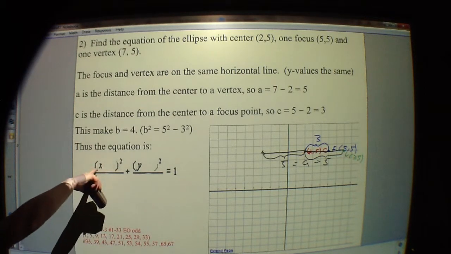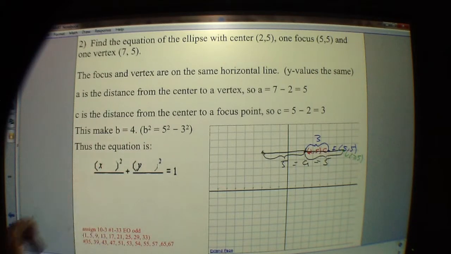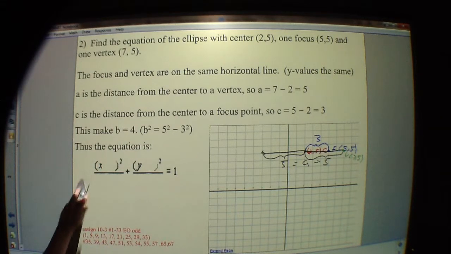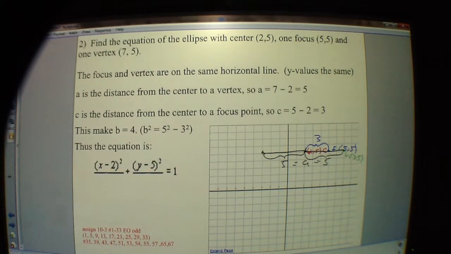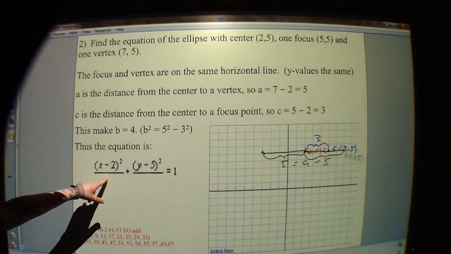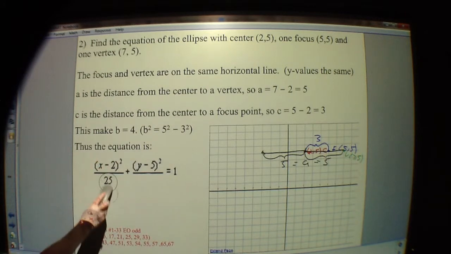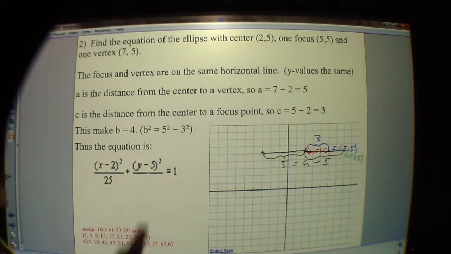So the equation is x minus h, and h is 2, so x minus 2 here. Y is 5, so it's y minus 5, and those quantities are squared. A squared goes under here, so 25 goes under here. B squared goes under here, so that's 16.